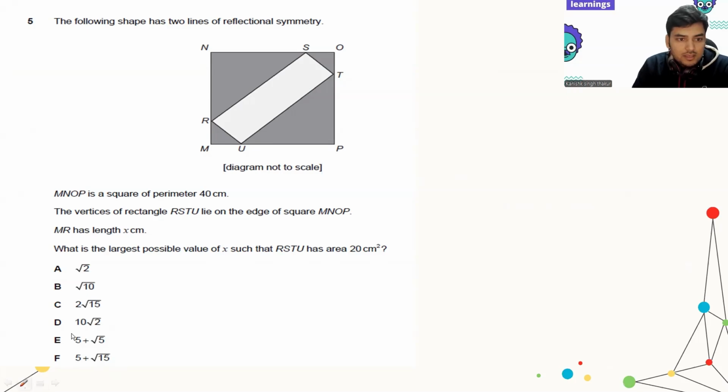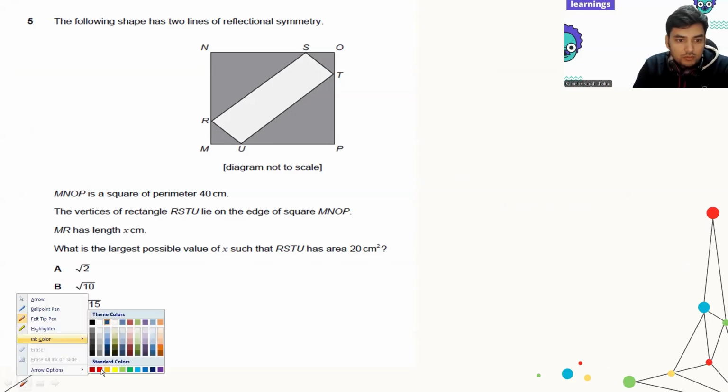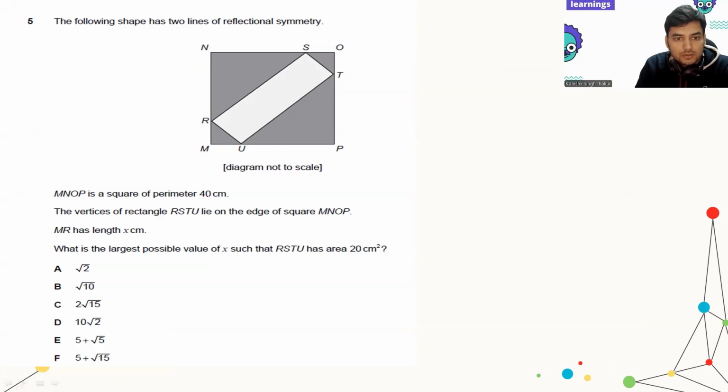So this question says that you have a square MNOP, and the perimeter of the square is given to you as 40 centimeters. So the first information I get is that 40 centimeters will be equal to 4 times the side. This implies that the side will be equal to 10 centimeters. So whatever the square MNOP, this side will be equal to 10 centimeters. I hope you must have got this.